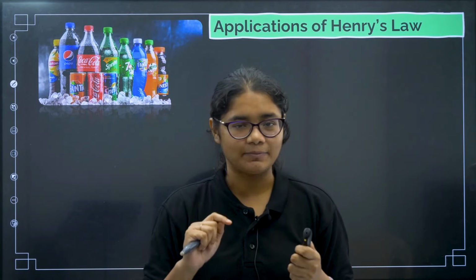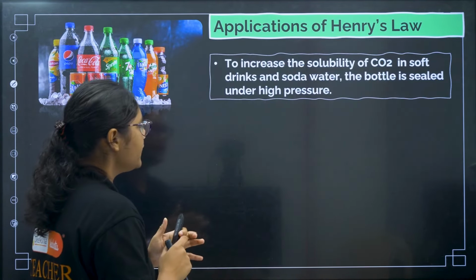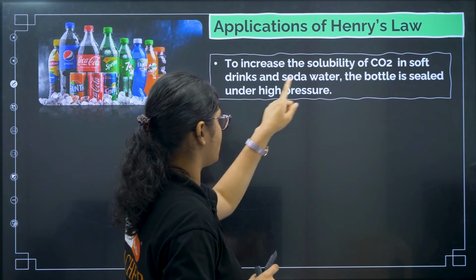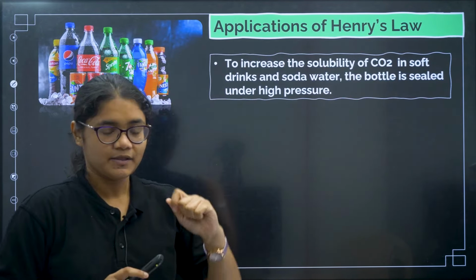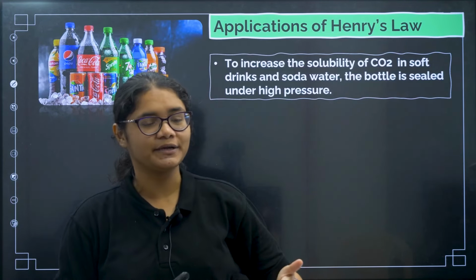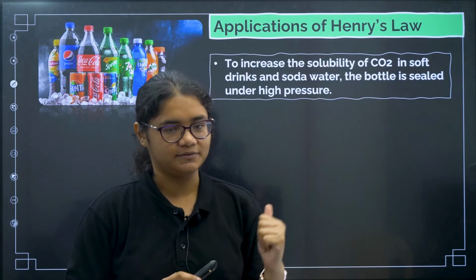Clear this one? First application. To increase the solubility of carbon dioxide in soft drinks and soda water, the bottle is sealed under high pressure. That is why when we open it, we release the pressure. When we release the pressure, solubility decreases and the gases come out.